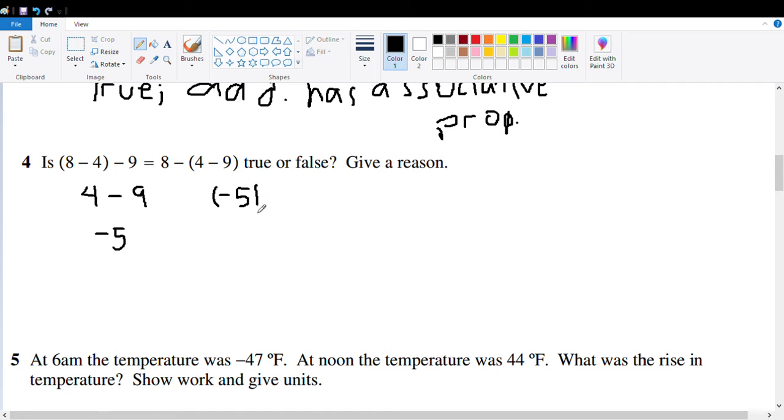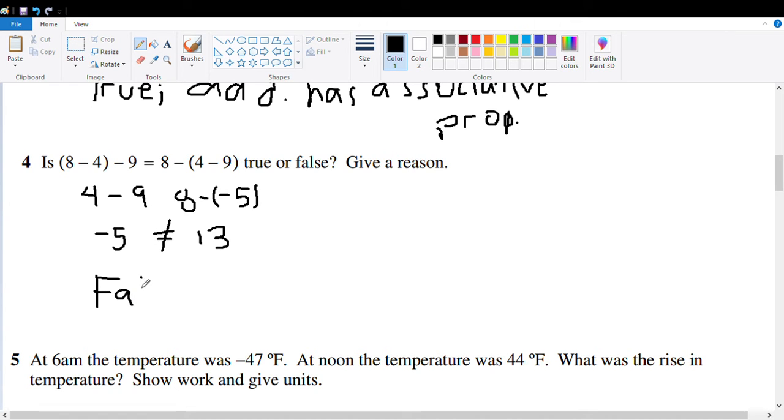Still in parentheses. Copy the numbers. So what is 8 minus negative 5? Oh, 8 minus negative 5 is positive 13. So is negative 5 equal to 13? No, it's not. So it's false.